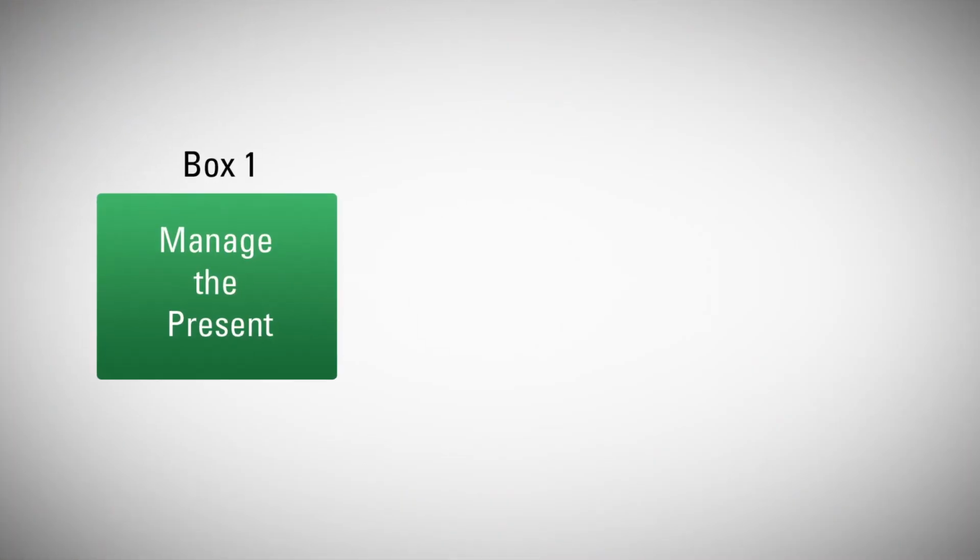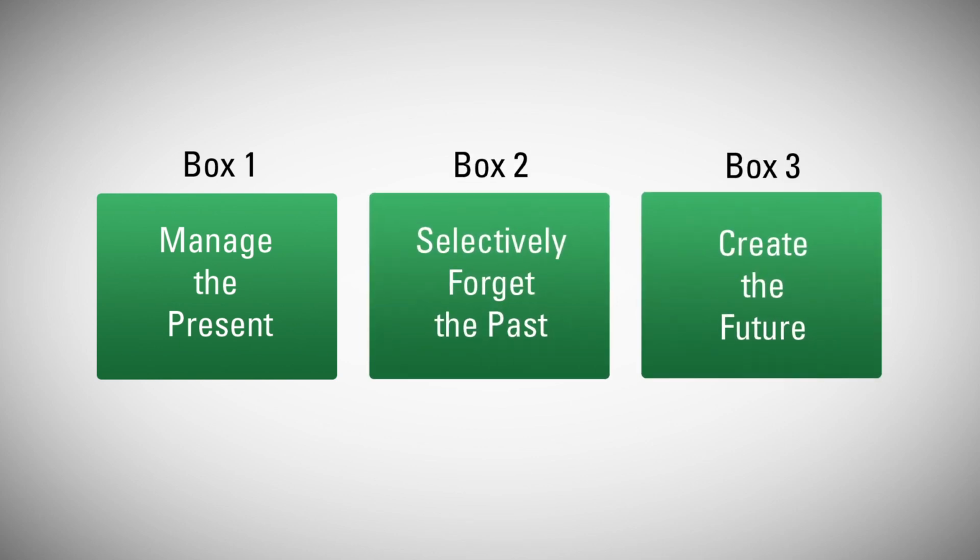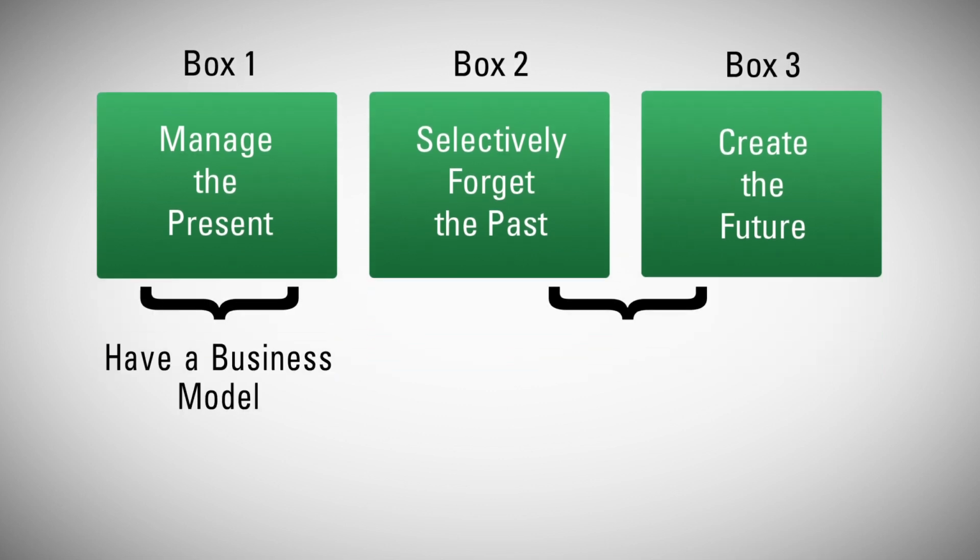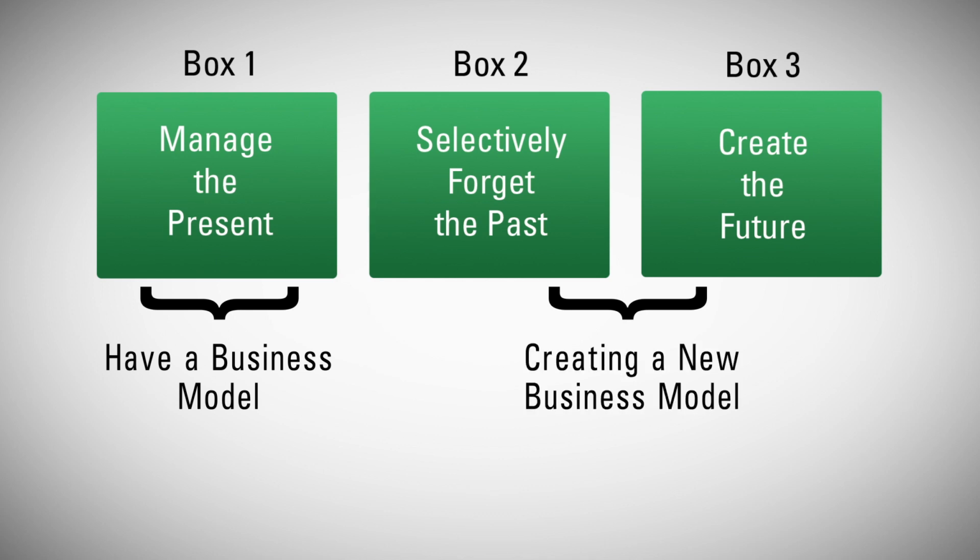Let me just summarize what I have said so far. Every organization has to maintain a balance across three boxes. Box 1 is all about managing the present efficiency. Box 2 and box 3 are all about breakthrough innovation. In box 1, you have a business model, and you have to continue to improve the efficiency of that business model. In box 2 and box 3, you are actually creating a new business model.